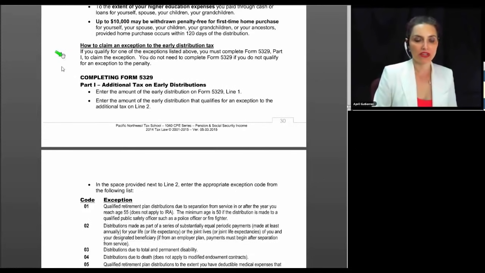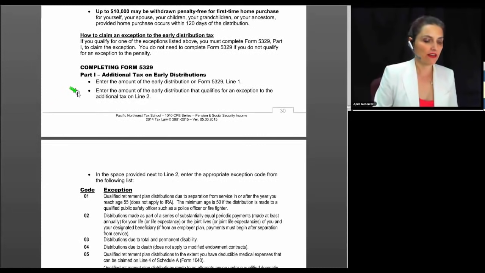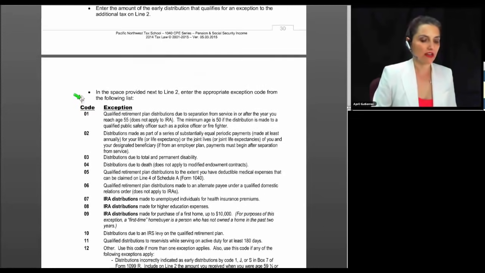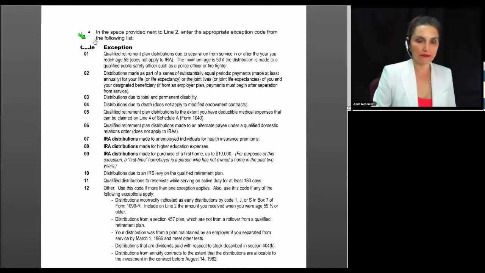Well, to claim the exception, you have to complete Form 5329. And a 5329 is a multiple-part form, 2 pages long. When we're talking about the early distribution penalty for retirement accounts, you're really only looking at Part 1, which is not very long. And on Part 1, you would enter the amount of the early distribution that you received. And then on line 2, you enter the amount of the early distribution that qualifies for an exception. And then in the space next to the space provided on line 2, you would enter the appropriate code. And these are the codes.